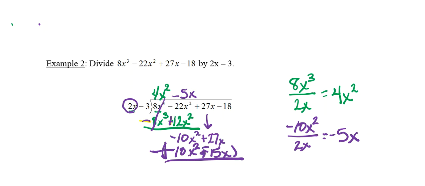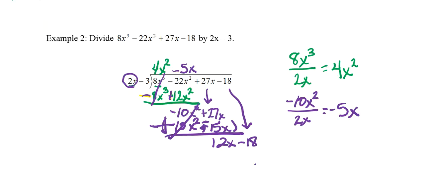Negative 10x squared plus 10x squared wipes out. 27x minus 15x leaves me with 12x. I'm going to bring down my last term of negative 18. I still take the first term in whatever I'm moving toward. I have 12x. I'm dividing it by 2x. 12 divided by 2 is 6. The x's cancel. This 6 goes up on top. Notice all of my top terms end up over here on the right.